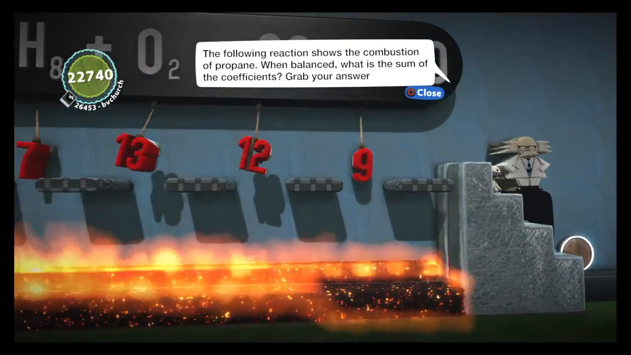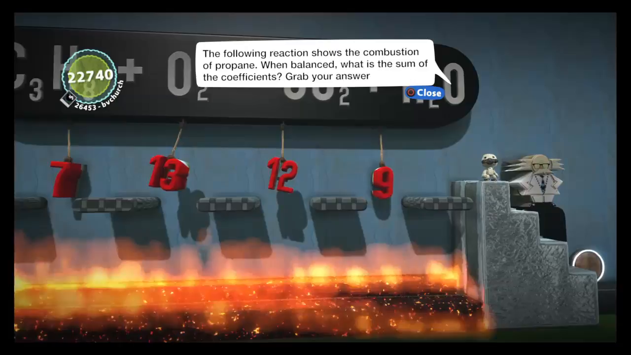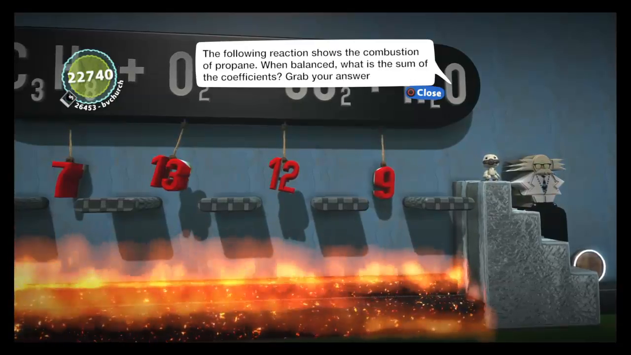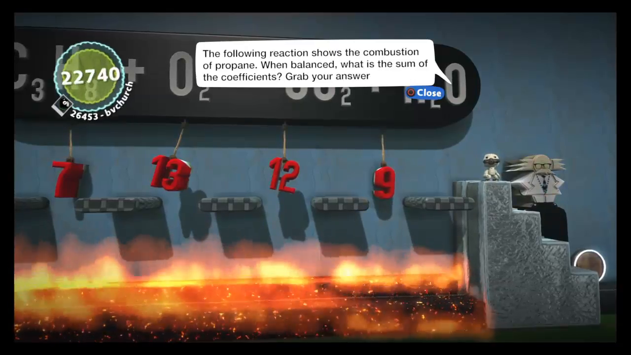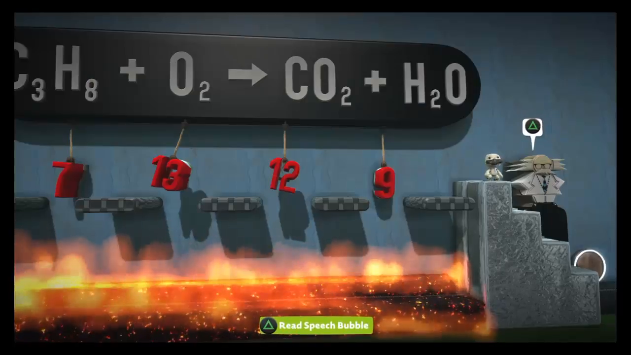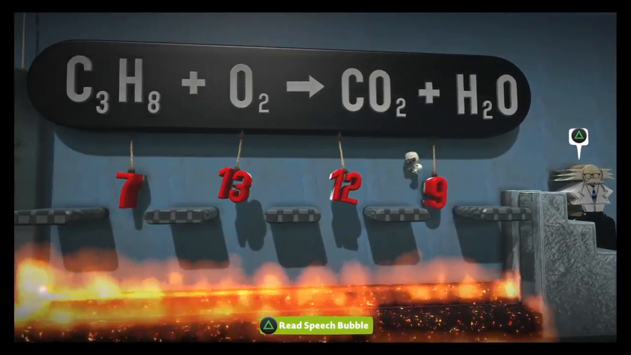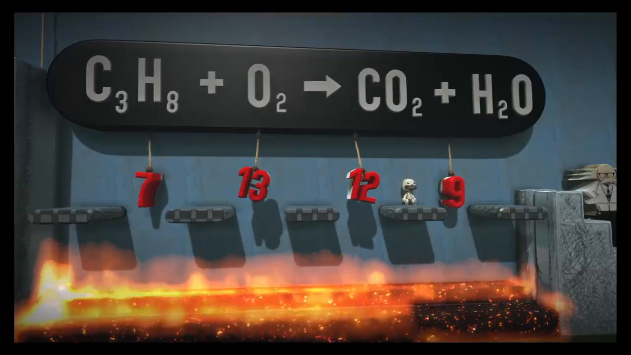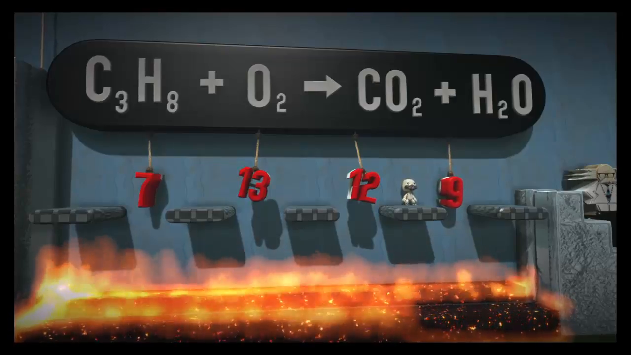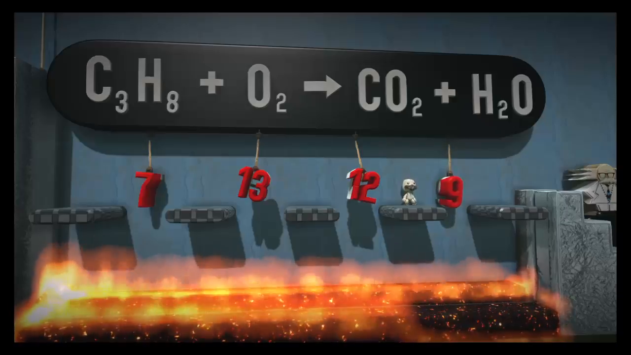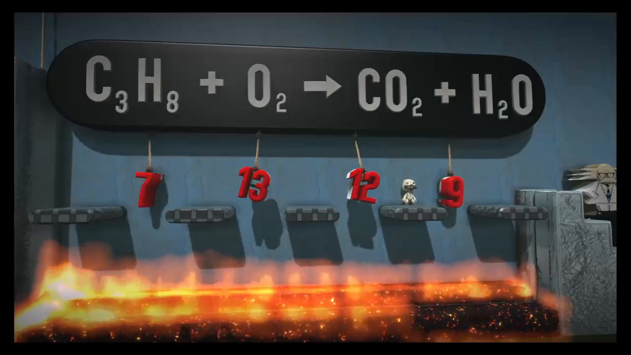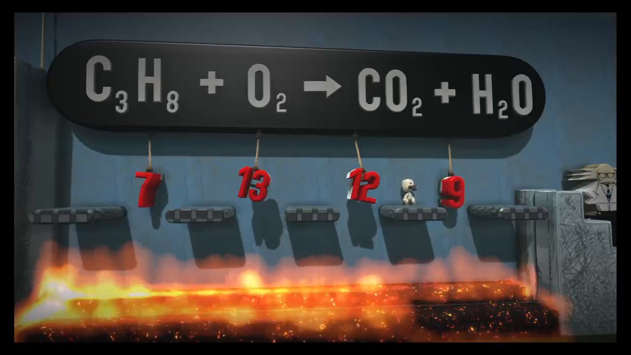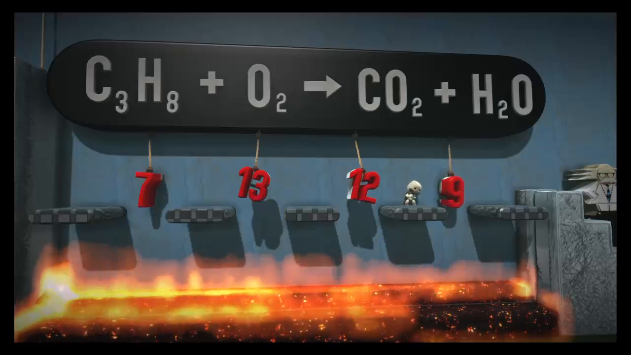This says the following reaction shows the combustion of propane. When balanced, what is the sum of the coefficients? And it says grab your answer. In order to solve this correctly, you have to balance this chemical equation. I do have videos on balancing chemical equations. If you don't know how to do that, I highly recommend checking them out. They're pretty straightforward. You balance the equation by assigning coefficients, and then you add those coefficients together, and that's how you get your answer.